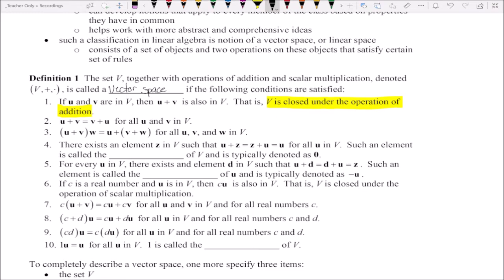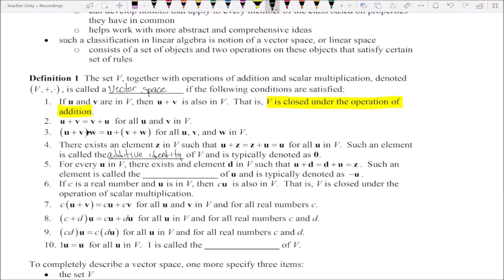(u + v) + w, this is supposed to be a plus here, equals u + (v + w). So addition is associative. There exists an element z in V such that u + z equals z + u equals u for all u in V. This element is called the additive identity of V and will be denoted as 0, the zero vector.